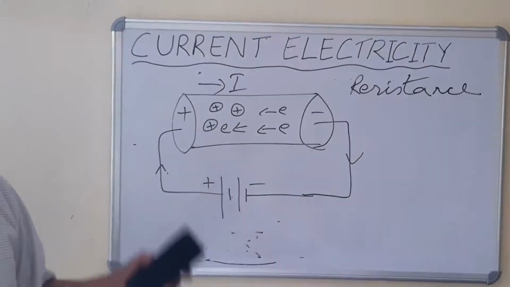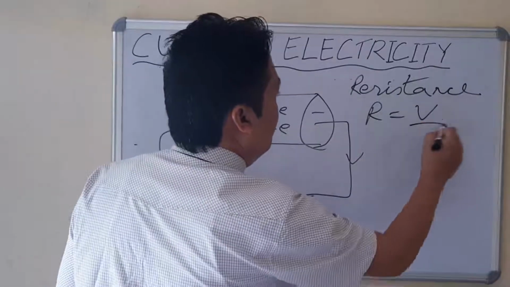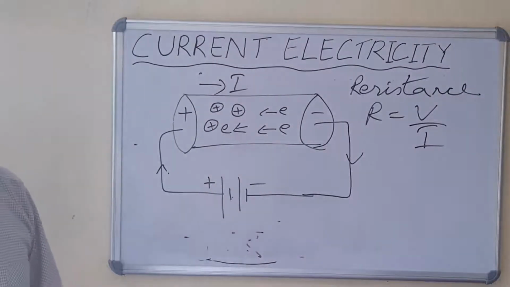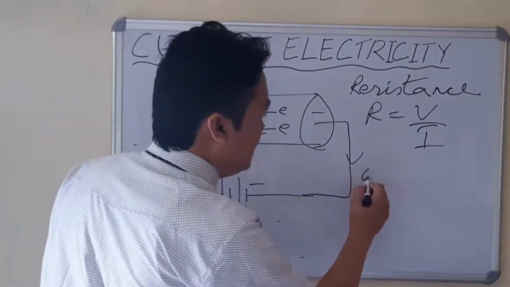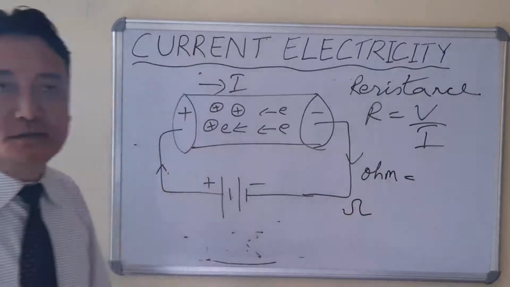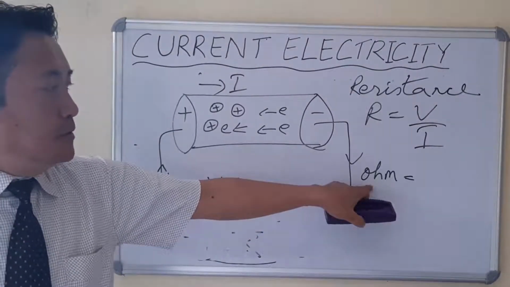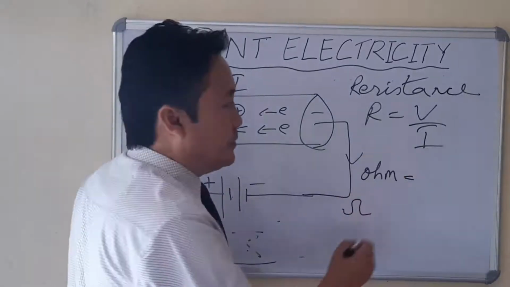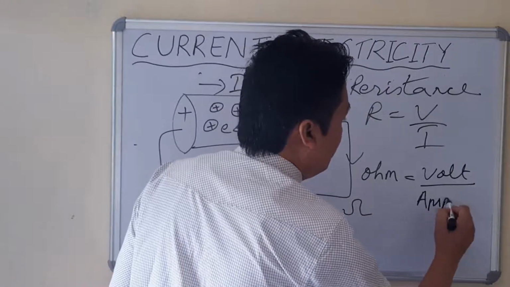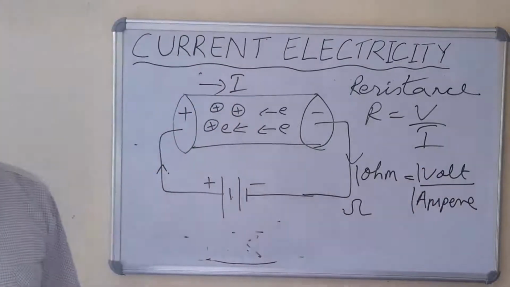And resistance is written as capital letter R. How do you calculate it? Resistance equals V upon I. And the SI unit of resistance is ohm, which is symbolically written as Ω, like this. And the SI unit of potential difference is volt. The SI unit of current is ampere. So if I write 1 ohm, 1 volt and 1 ampere, you can define ohm also.